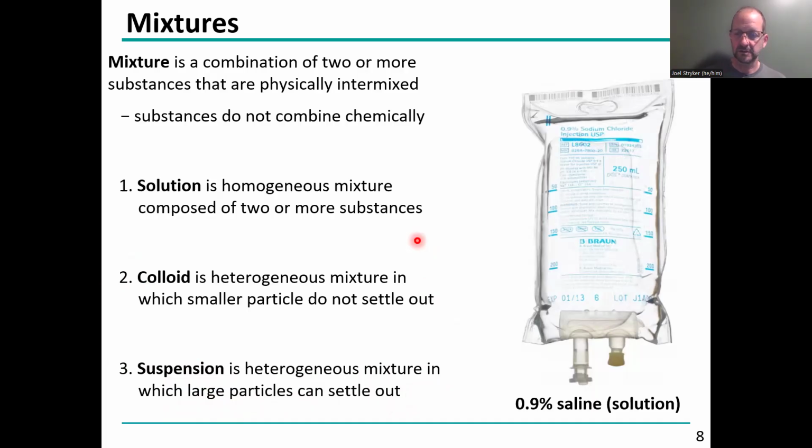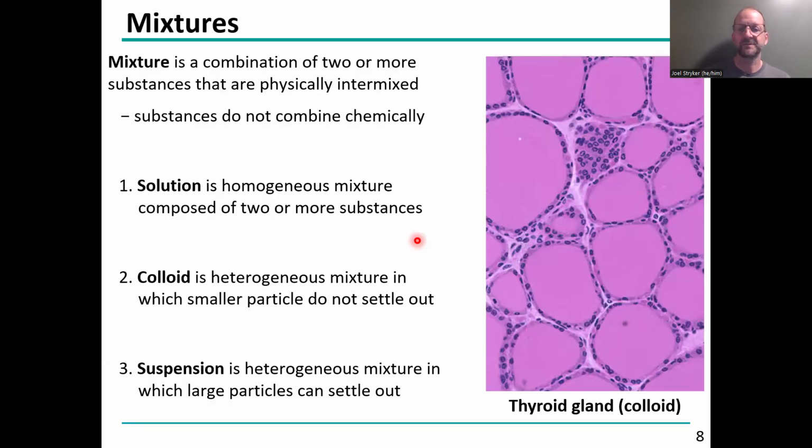So here is salt water. This is a solution. It's a 0.9% saline. That is a very commonly used percentage for IVs and things like that, which we'll talk about. A colloid, we talked about milk. Here's another example, the thyroid gland. So you can recognize these thyroid follicles in here. The material that's inside each of these follicles is a colloid. And so you can see, if you remember looking at these, they're not transparent. They look like there's something there.